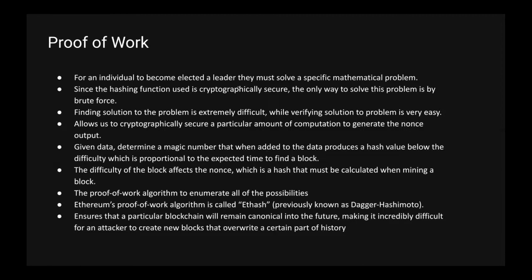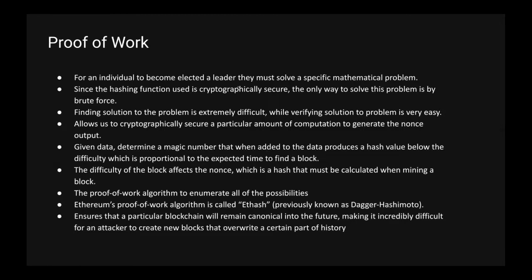Given data, we're trying to determine a magic number that, when added to the data, and when we say data, we'll say the block's data, produces a hash below the difficulty, which is proportional to the expected time to find a block. Right. So essentially, the difficulty is a value that, based on the amount of hash rate that's on the network, will vary to essentially make sure that the block time is approximately 10 minutes in Bitcoin's case.